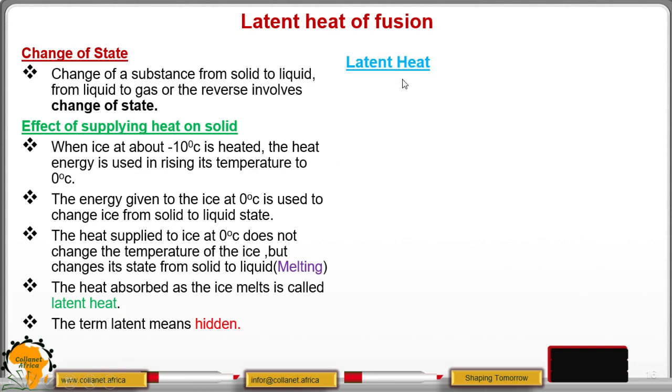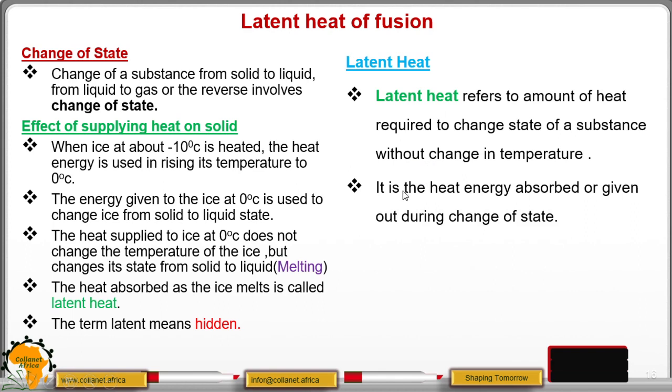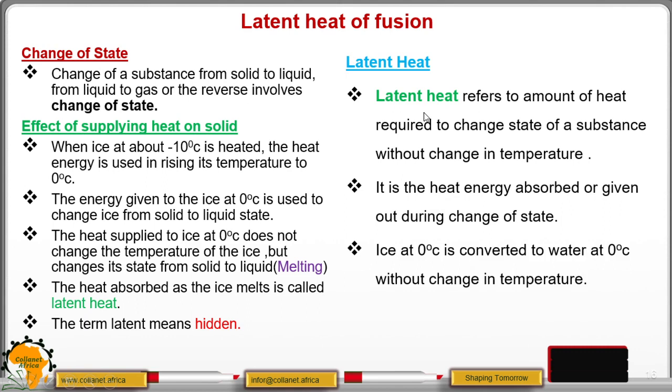Then from there, we can look at latent heat. We can define it as the amount of heat energy required to change the state of a substance without change in temperature. So in other words, latent heat can be either absorbed or given out. For instance, during melting, that latent heat is absorbed. But during the process of condensation or freezing, that heat is given out. That is, it is heat absorbed or given out during the change of state. That is what we call the latent heat.